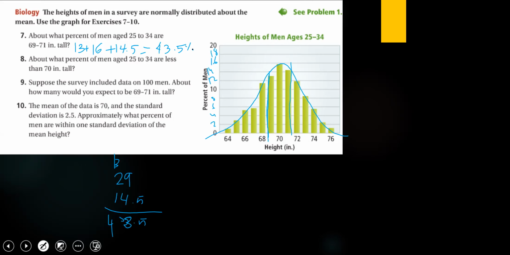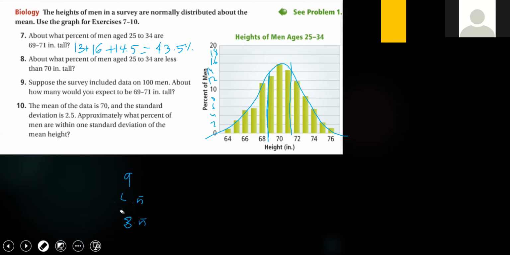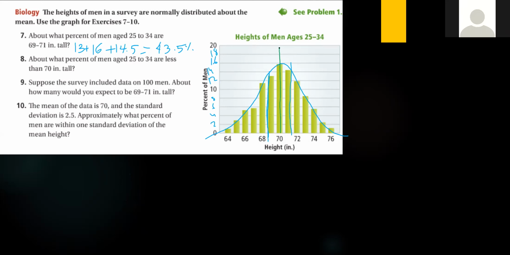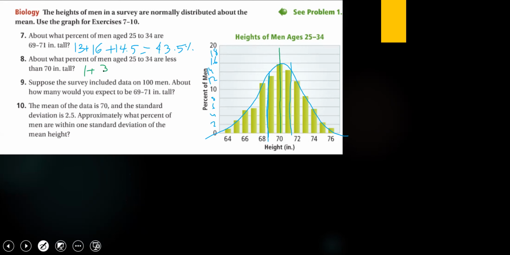Now, how many are less than 70? So all of the numbers less than 70. 1 plus 3 plus 5, 6 plus 5.75, or 5.5, and then 11.75, and then 13.